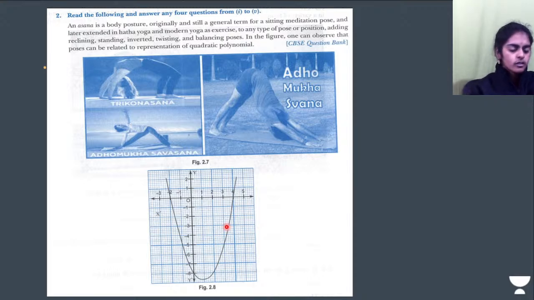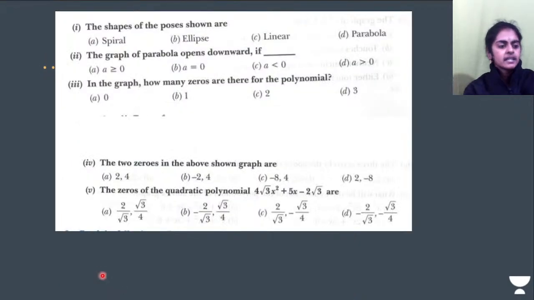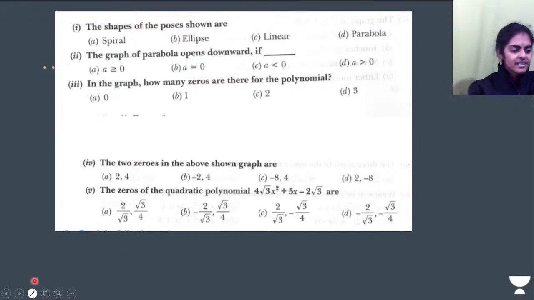Okay. So now let us display the question for you. The shapes of the poses are. So the question asks the shape of the poses are. So very clear, the shapes are parabolic. So no one even needs to tell. It is very evident. The shapes are parabolic in shape.